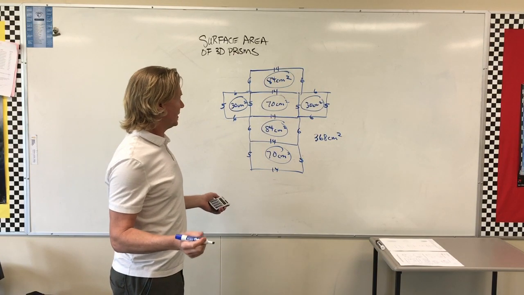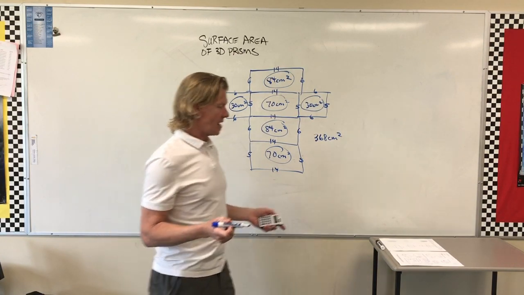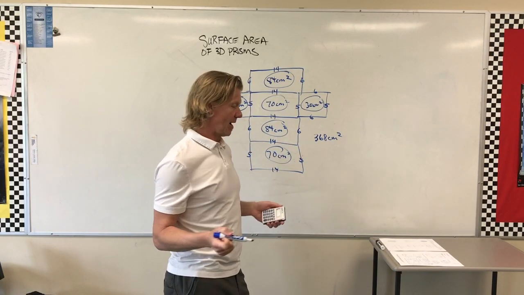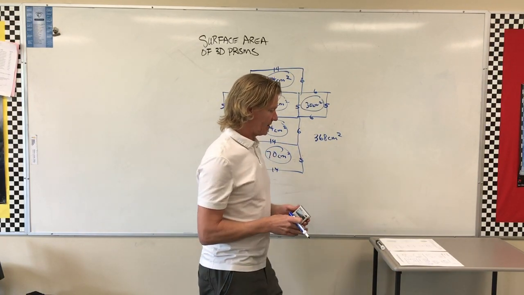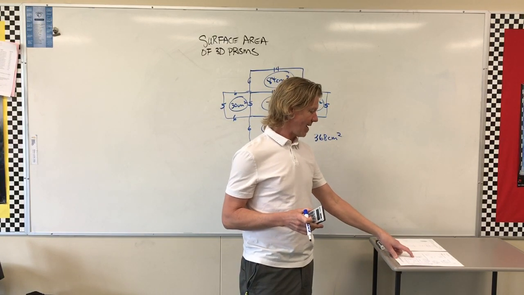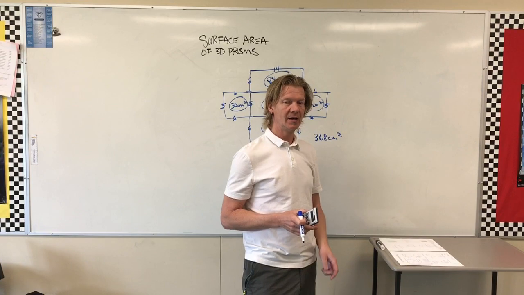Now the volume is different because for the volume, I just need to get the surface area of the face of it, or one of the faces, and then multiply by the depth of it. So if I get the surface area of the front, which is 14 by 6, and then multiply that by the depth, which is 5, I get 420 centimeters cubed.